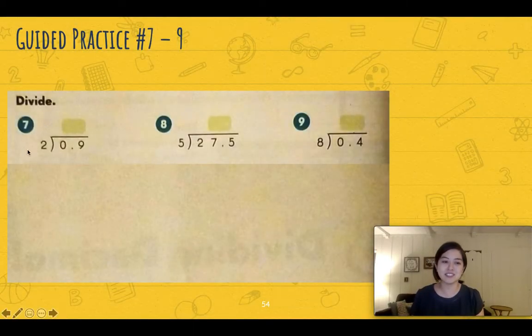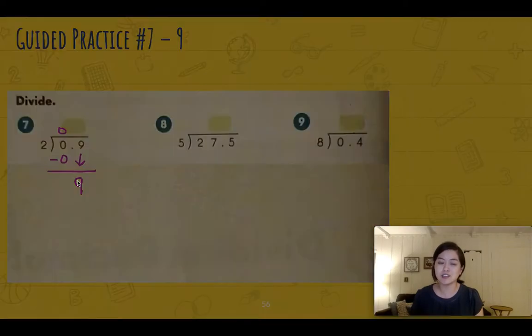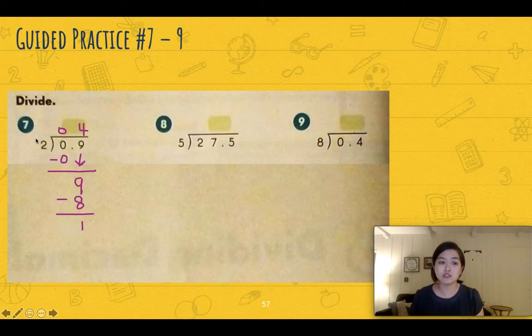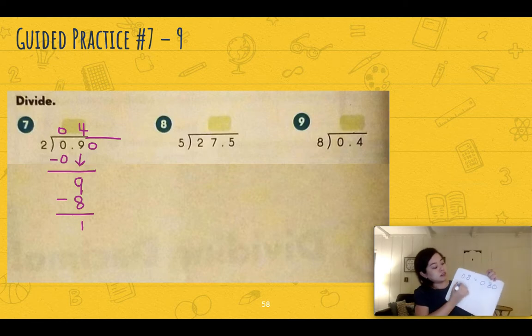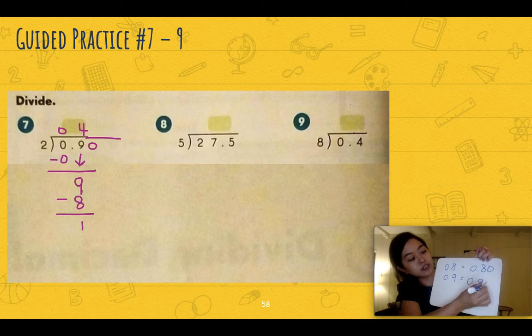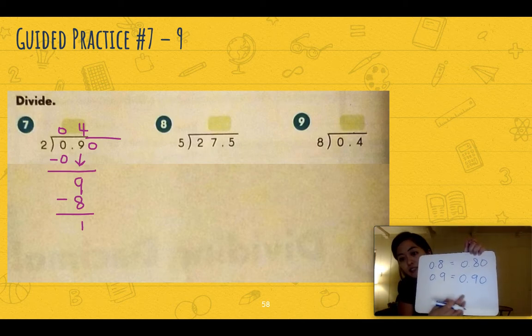Let's do this. 2 times what gets you 0? That's just 0. So 0 minus 0 is 0. So let's just drop the 9. 2 times what gets you 9 or close to 9? That's 4. 2 times 4 is 8. So 9 minus 8 is 1. But I'm going to attach a trailing 0 here because I know that 0.9 is the same thing as saying 0.90, right? It's equivalent, it's the same.